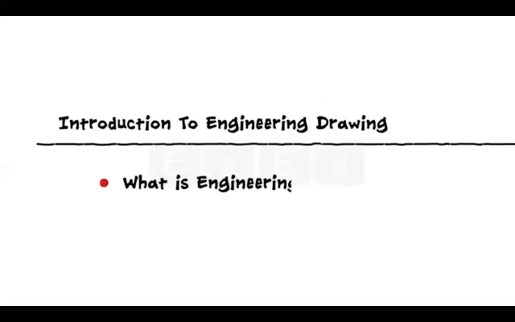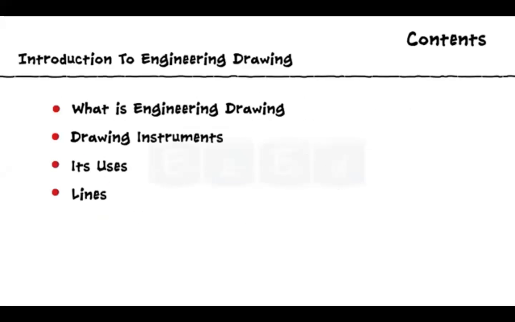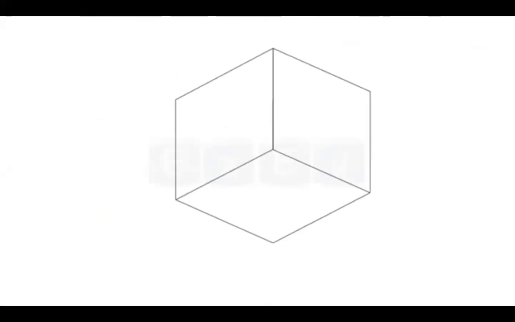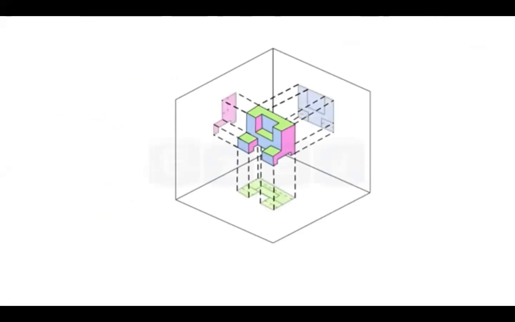In this Easy Ed video lecture, we will learn what is engineering drawing, drawing instruments and its uses, and lines and types of lines. First, we will see what is engineering drawing. Engineering drawing is a type of technical drawing which is used to clearly define the requirements for engineered items such as views, dimensions, and necessary information.